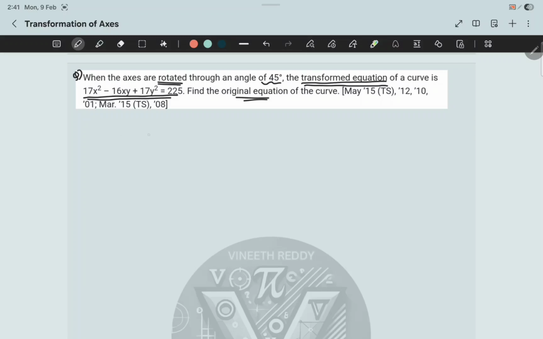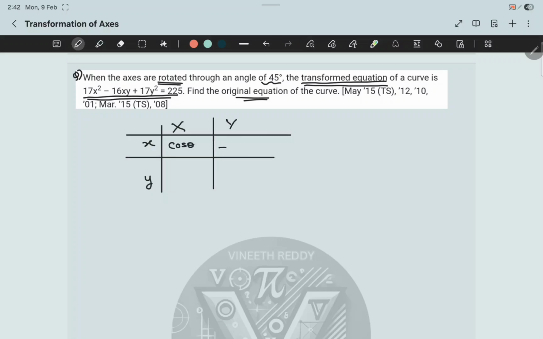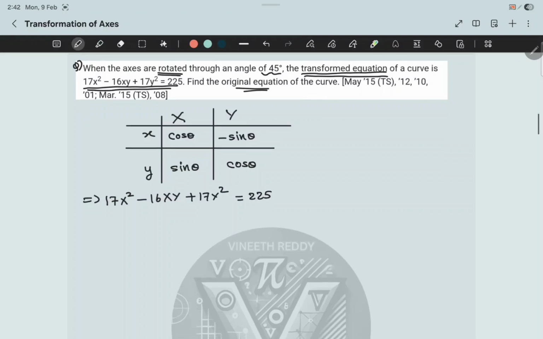So students, for these kinds of questions, we need to remember this table. So we have small x and small y. And then we write here capital X and capital Y, right? So here we write cos theta, here we write minus sin theta, here we write sin theta, and here we write cos theta. See, the transformed equation is in terms of capital X and capital Y. That means this should be the original equation. I hope you understood this part, right? We have to replace small x with capital X and small y with capital Y, right? So if you have identified this, then you can easily solve the question.